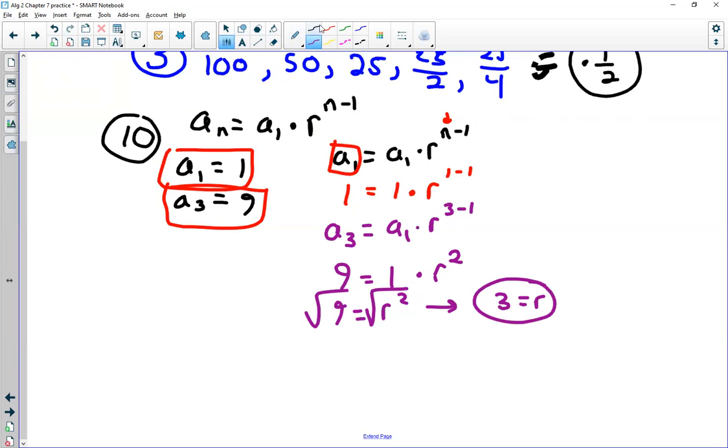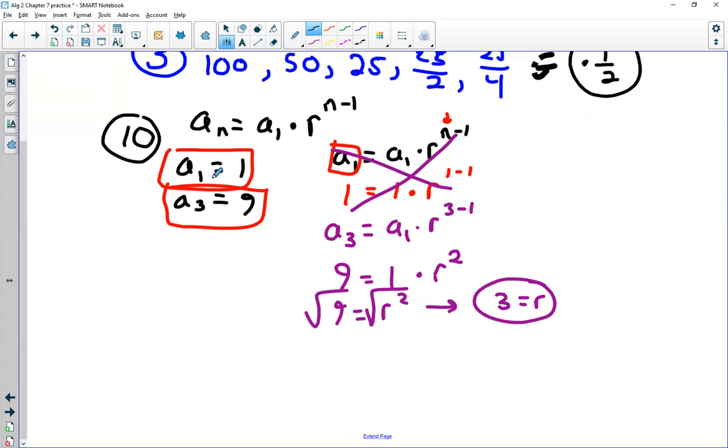Wait, so do we even use the first one or just the second one? You could use the first one. The problem with the first one is it doesn't really show you anything. You're just trying to find r, and the first one doesn't actually help you find r. You should choose any one.